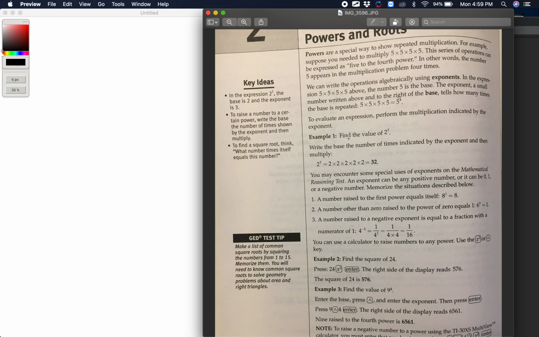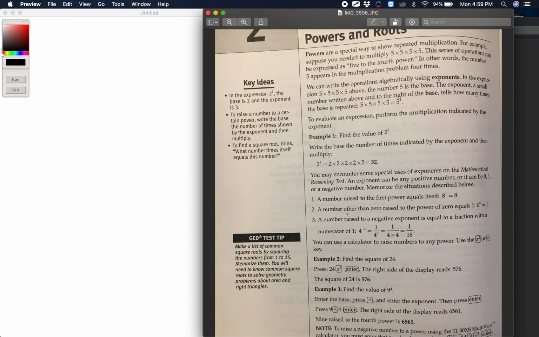Let's see, these examples right here. Okay, it says number 1, a number raised to the first power equals itself. So like 8 to the first power is equal to 8. So that's the same with every number that's above 0. Okay, so if you do 10 to the power of 1, same thing, it'll equal 10. 5 to the power of 1, it'll equal 5. And so on and so forth.